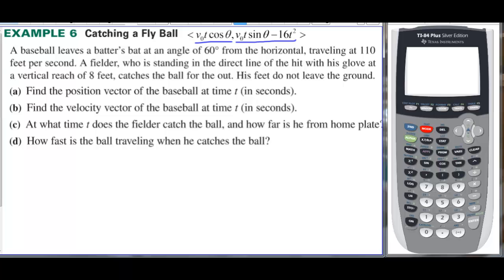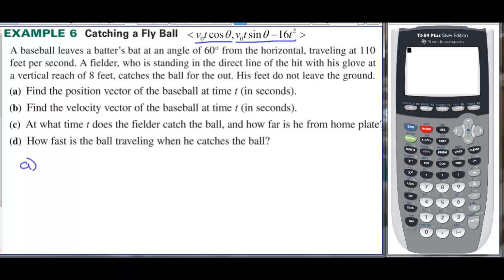There's not a worse feeling in the world than just drilling a baseball and it goes right to the guy and he doesn't even have to move. That's a sinking feeling, like, wow, he didn't have to take one step. So he's just standing up here at 8 feet catching it. His feet do not leave the ground. He didn't have to jump.